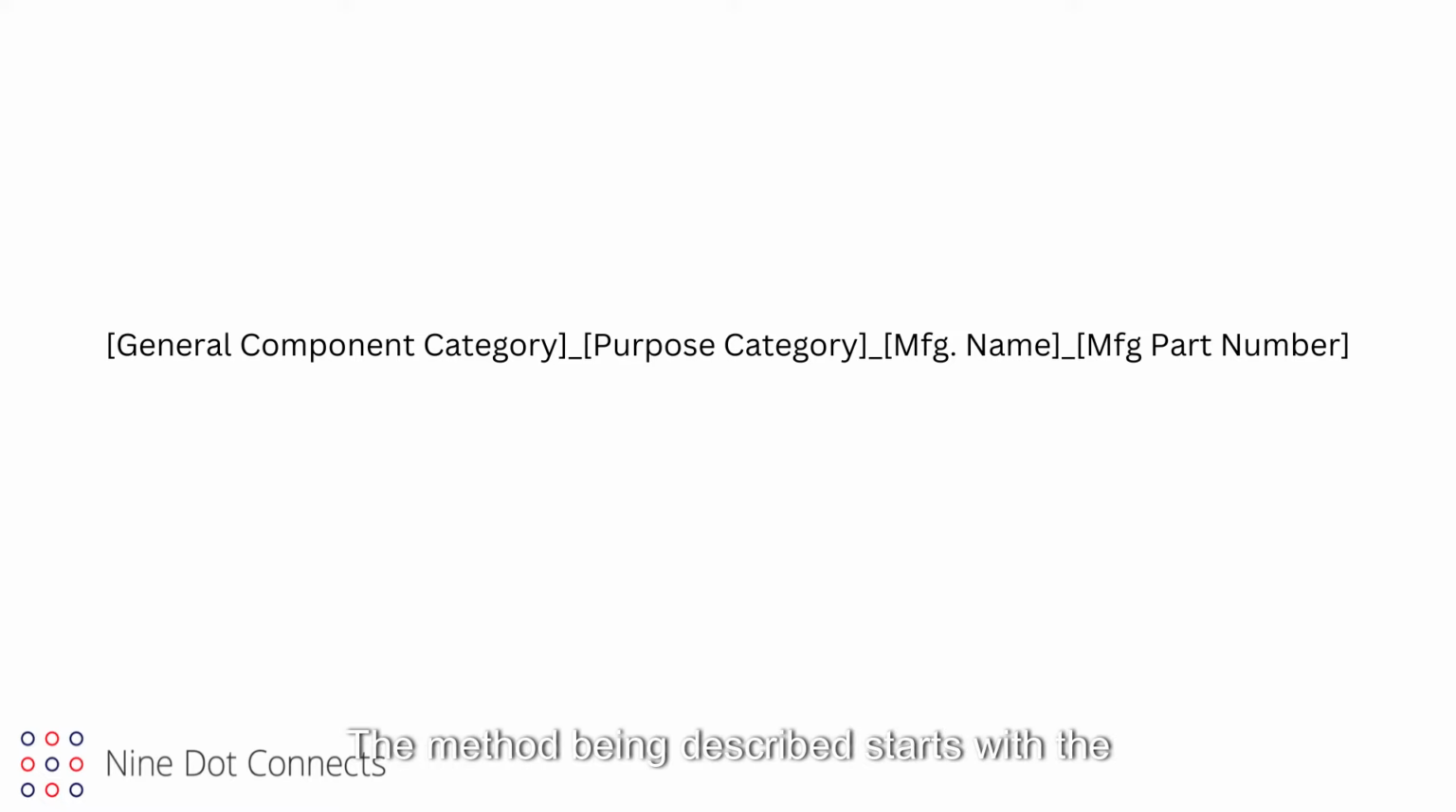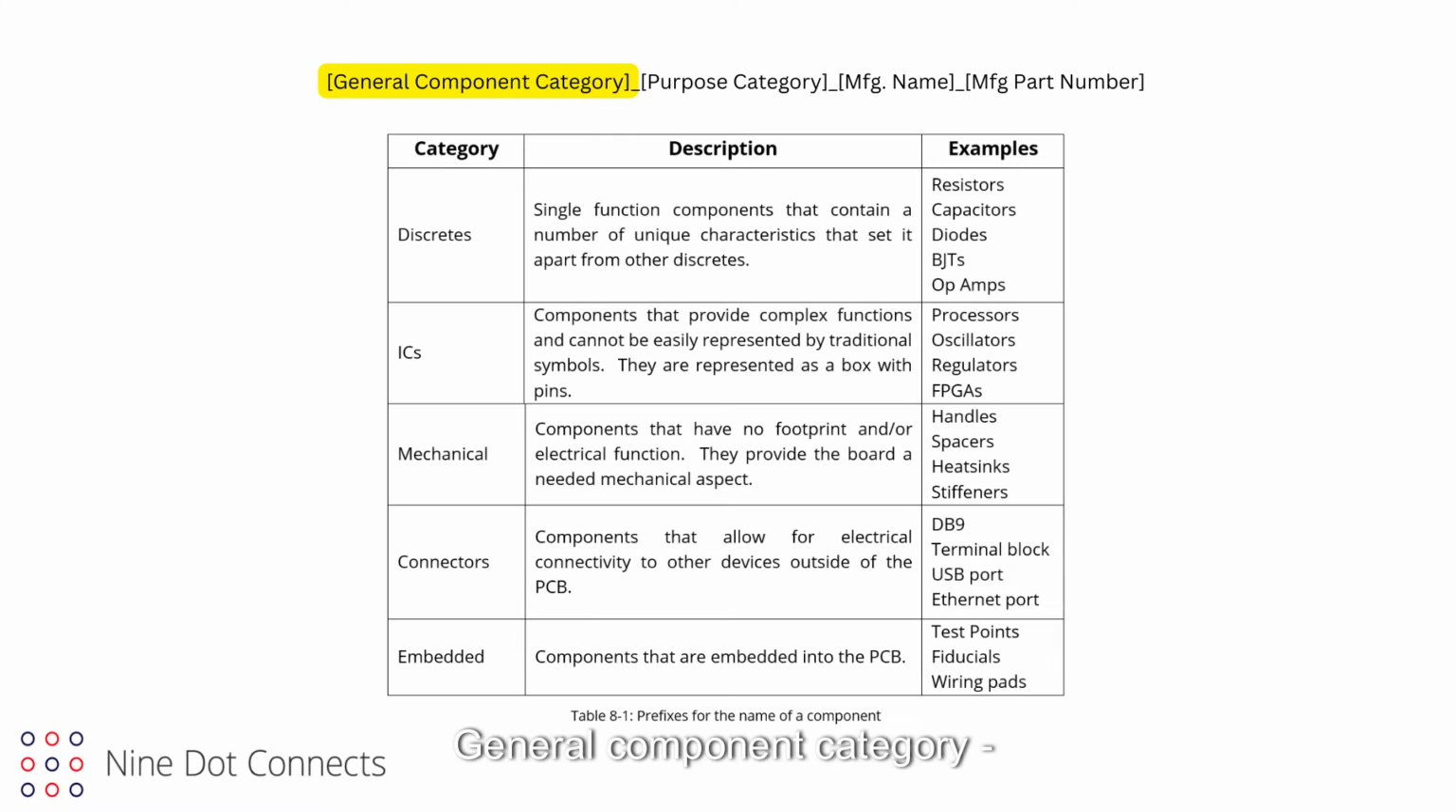The method being described starts with the general details, and progresses to specific details. General component category. Purpose category. Manufacturer's name. Manufacturer's part number. General component category. This is a high level of sorting components. Components generally fall into one of several categories, as listed here.